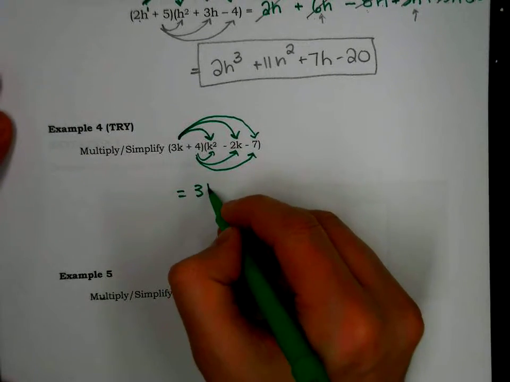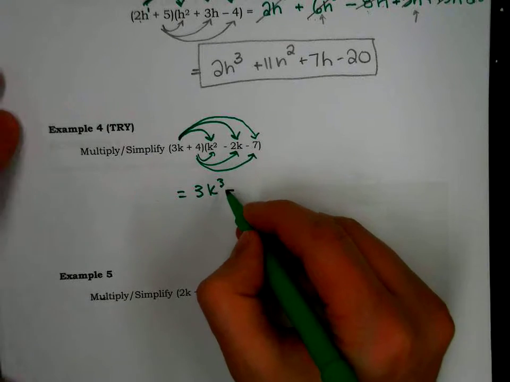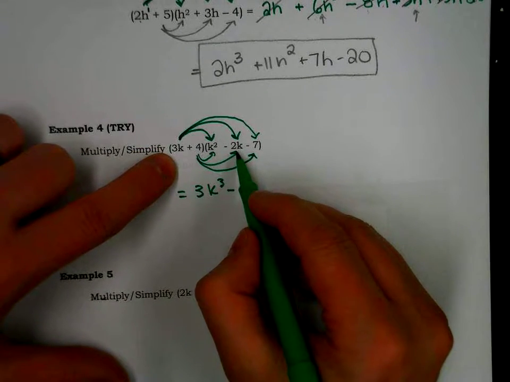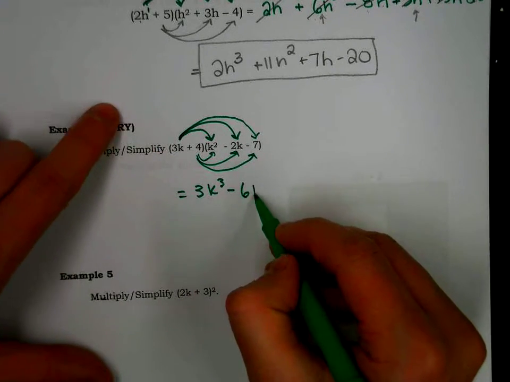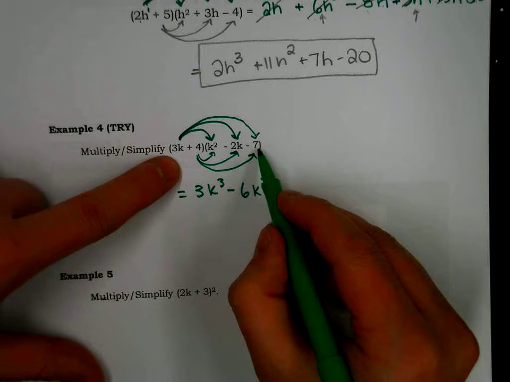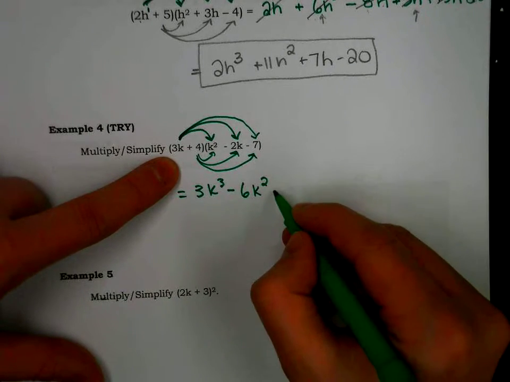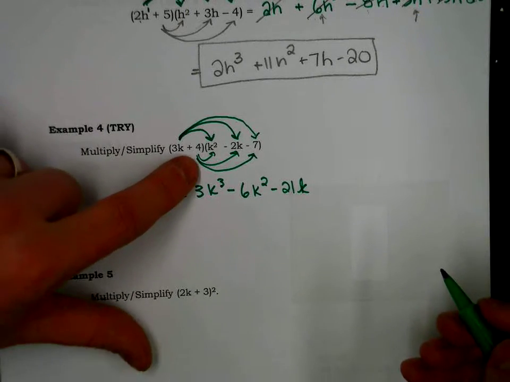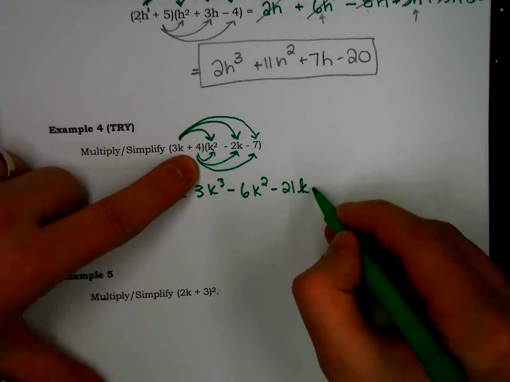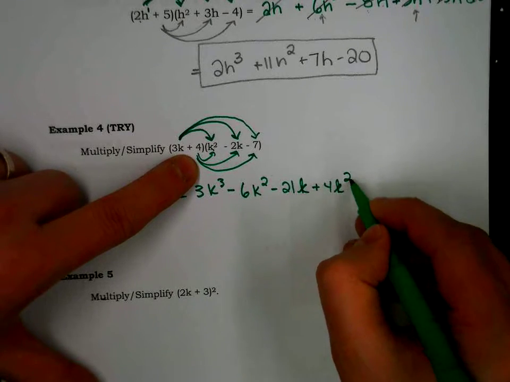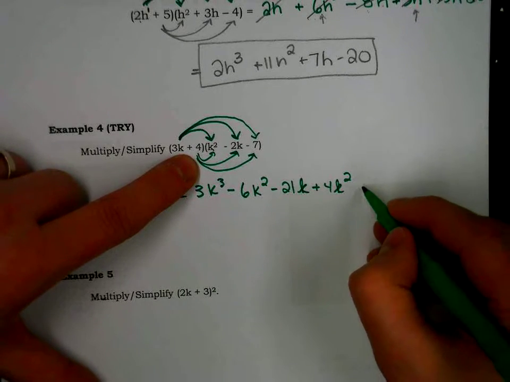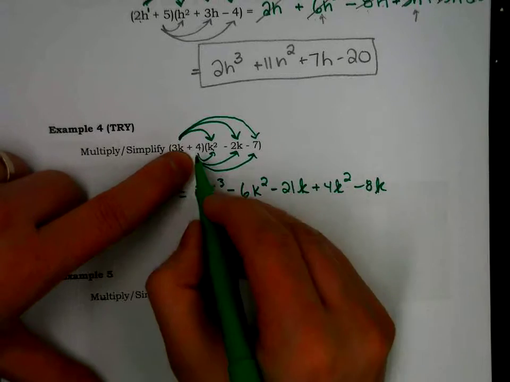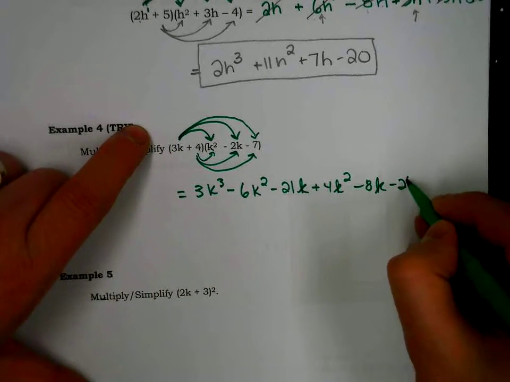We have a 3k cubed minus a 3k, negative 2k, negative 6k squared. Last arrow is a 3k times a -7, negative 21k. For the bottom 3, we've got a 4 times a k squared, 4k squared. 4 times a negative 2k, negative 8k. And the last one is a negative 28.